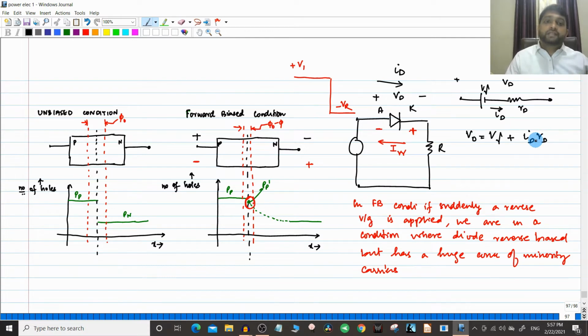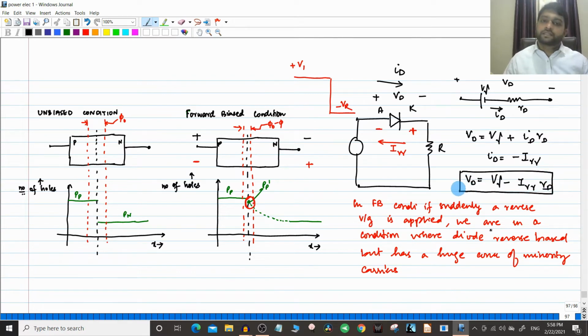Now, when the reverse current is flowing, you see that the positive diode current and the reverse current are in the opposite direction. So, ID will be equal to minus IRR, simple sign convention. Therefore, in the reverse condition, VD will be equal to V gamma minus IRR into RD. This equation is very important.